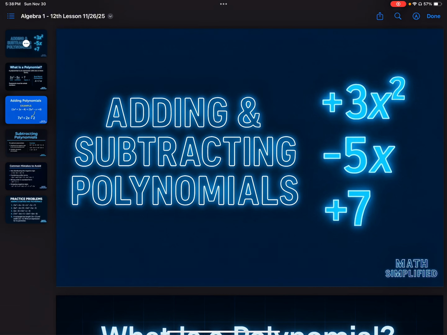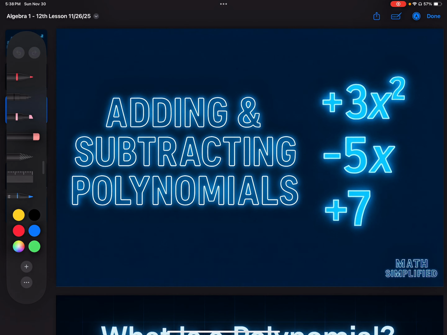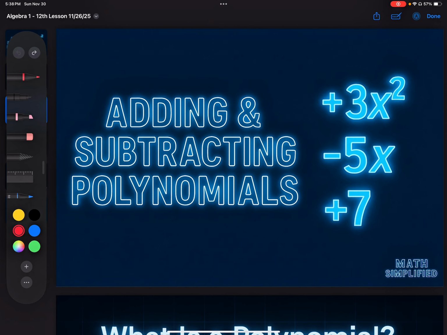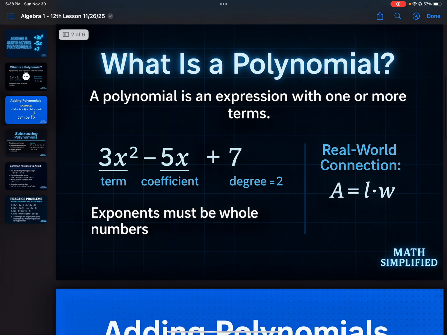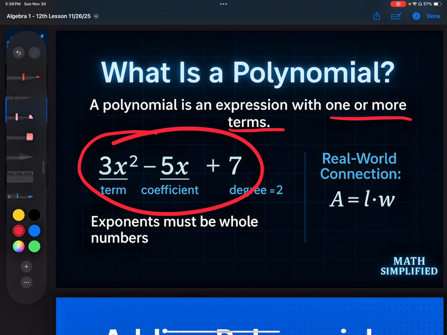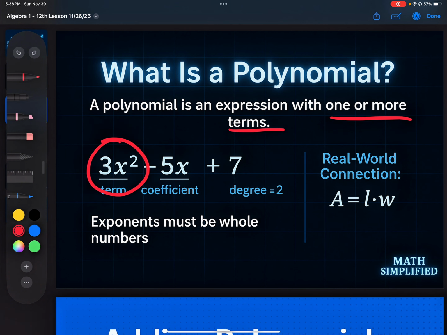Today we'll be adding and subtracting polynomials, such as in this case, we have here 3x squared minus 5x plus 7, okay? So what is a polynomial? A polynomial is an expression with one or more terms. So here you notice we have a polynomial, and the amount of terms that we have is 3, because each one of these is a term, okay? So we have 3 terms there. This is a term, like this whole thing would be a term. This would be a coefficient, and then this would be an exponent, and that's all you gotta know right now.